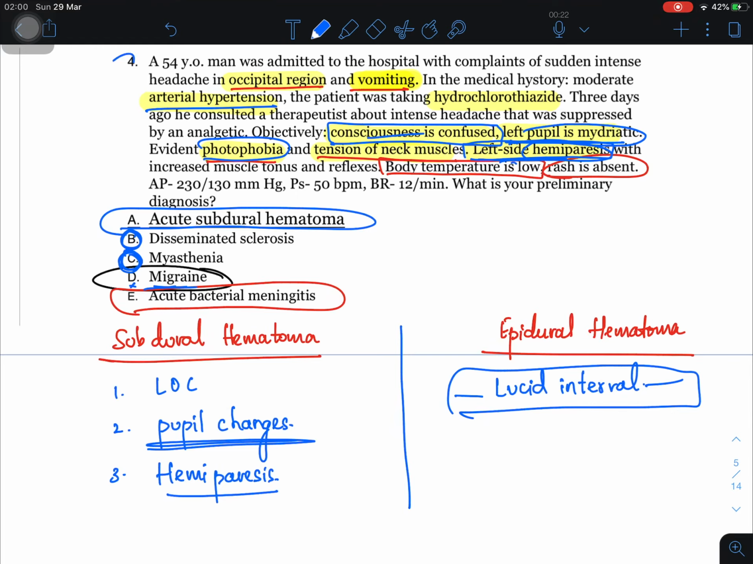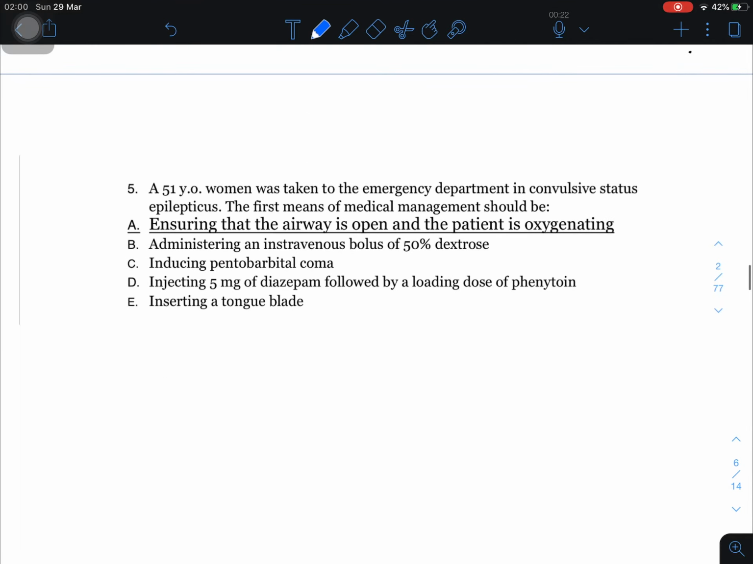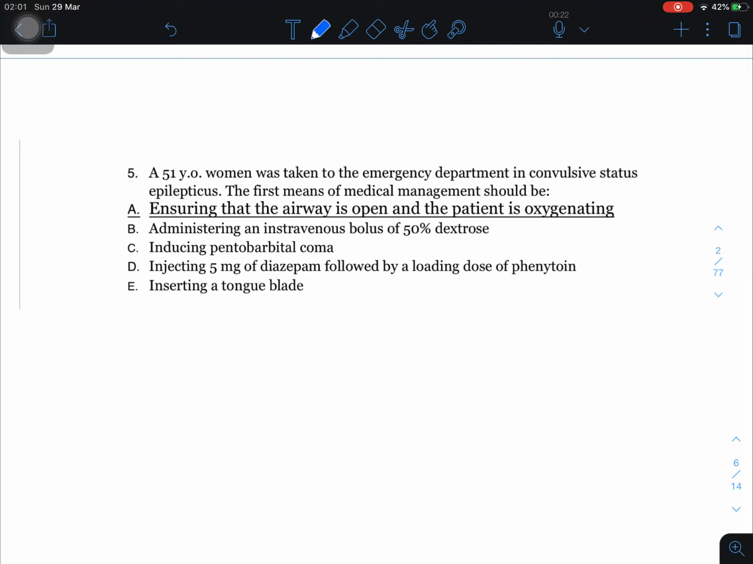So I hope you understood this question. Now let's go on to the next question. A 51-year-old woman was taken to the emergency department in convulsive status epilepticus, right? She is having epileptic status. Now what medical management should you do?